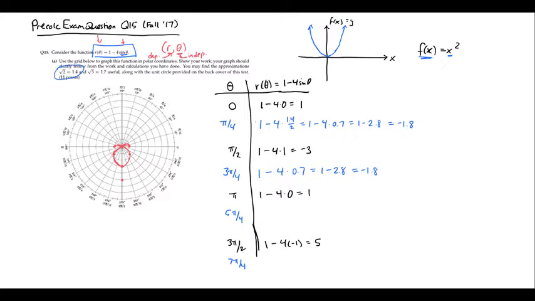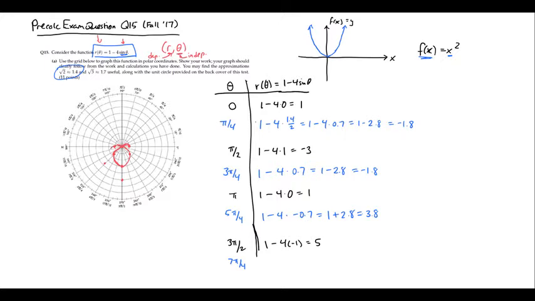Okay, now this is where things get a little bit prettier. All right, when theta is 5 pi over 4, my sine is negative 0.7. So I get 1 minus 4 times negative 0.7, 1 plus 2.8, which is 3.8. So I go out 3.8 units along the direction 5 pi over 4. And I end up, let's see, this is 1, 2, 3, and then 0.8, something like that.